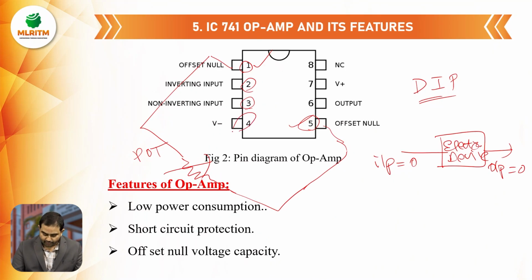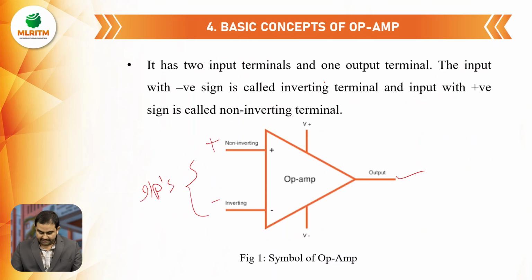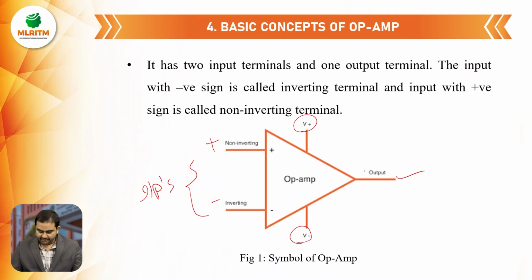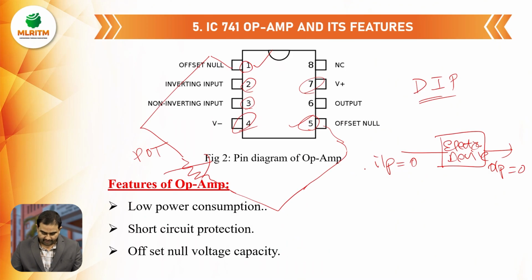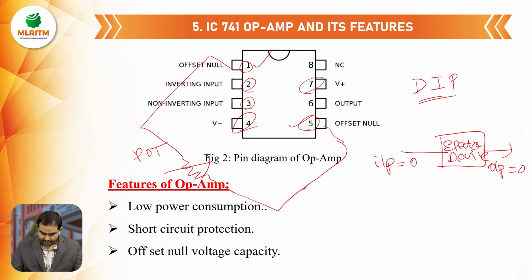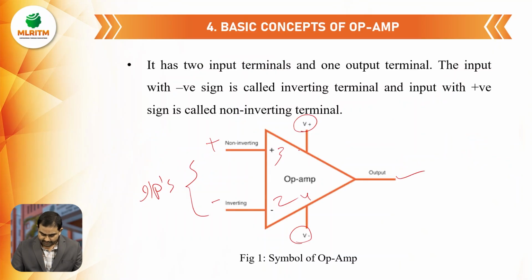Next, coming to pin 4 and pin 7, as we have seen in this symbol, there are two supplies. We call it generally dual supply, V plus and V minus. Those two pins are 4th pin and 7th pin. Coming to the 6th pin, this is the output pin. Simply for our understanding purpose, I will write like this. This is 3rd pin, this is 2nd pin, and this is 4th pin, 7th pin, this is the 6th pin.